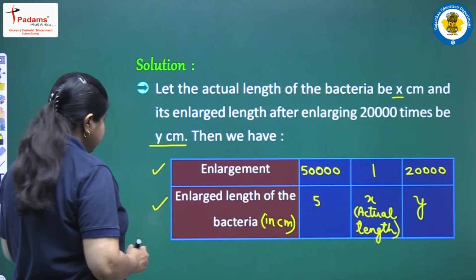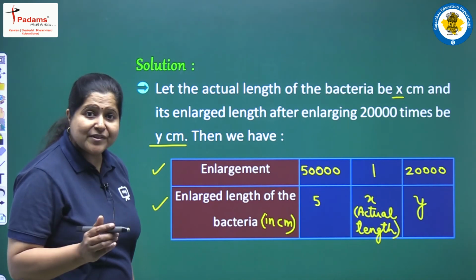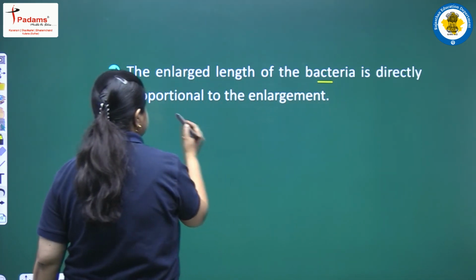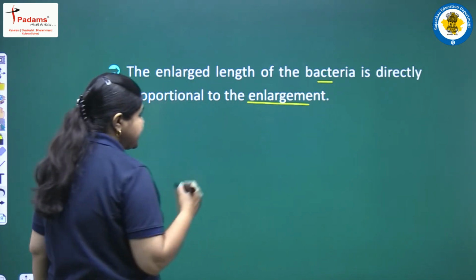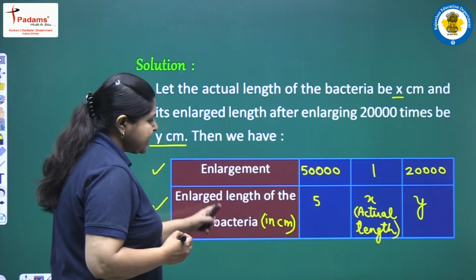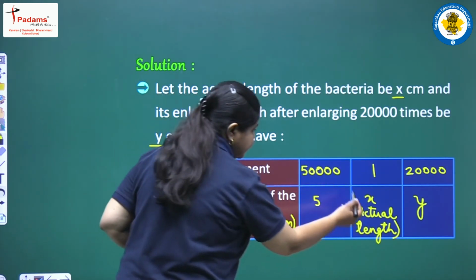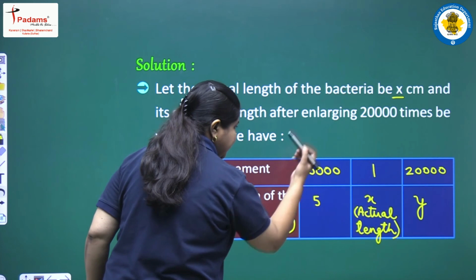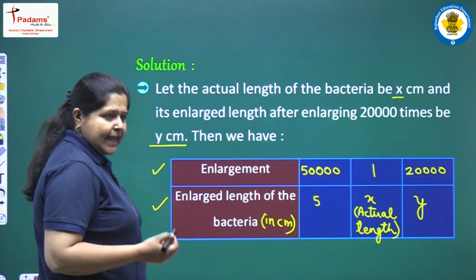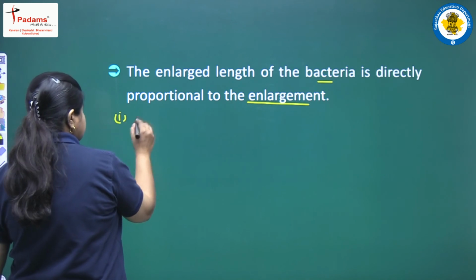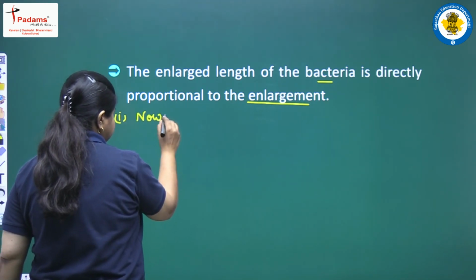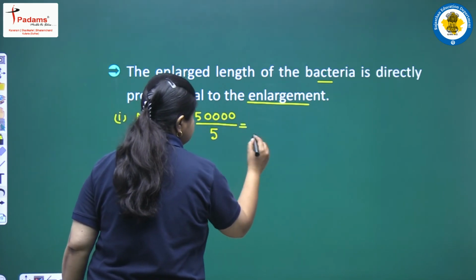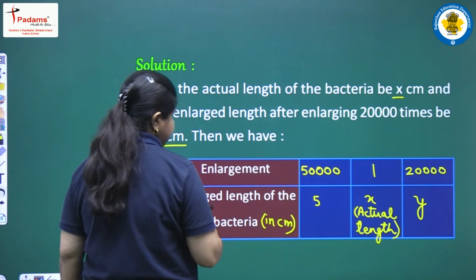तो ऐसे में जो एनलार्जमेंट है और फिर साथ ही साथ जो एनलार्ज्ड लेंथ ऑफ द बैक्टीरिया है, ये दोनों आपस में डायरेक्टली प्रोपोर्शनल हैं। एंड सो वी कैन राइट हियर the enlarged length of the bacteria is directly proportional to the enlargement. And so here when we take the ratios of these two quantities, the ratios of different values, they will be equal. यहाँ ये ratio 50,000 upon 5, this ratio will be equal to this ratio 1 by x. And so in first case we can now write 50,000 upon 5, this is equal to, as we can see, 1 by x.